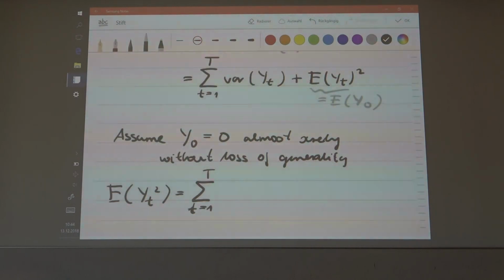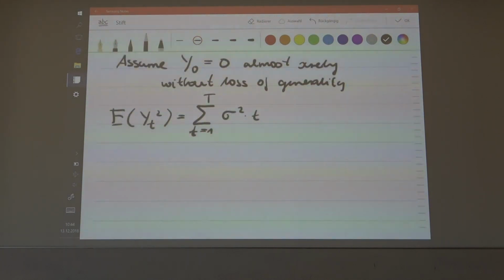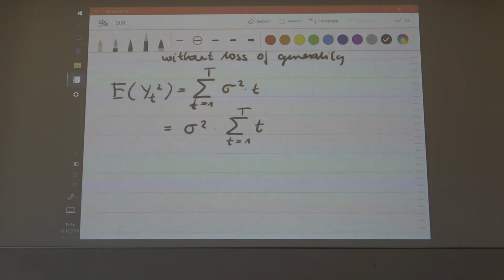Only this expression remains. Now what is the variance of y_t? The variance of y_t is equal to the variance of the random walk. We just had it, and this is equal to sigma squared times t. This is equal to sigma squared times the sum of all numbers from 1 until capital T. I'm not sure whether you remember this formula, but the sum of all numbers from 1 to capital T is equal to T times T plus 1 divided by 2.